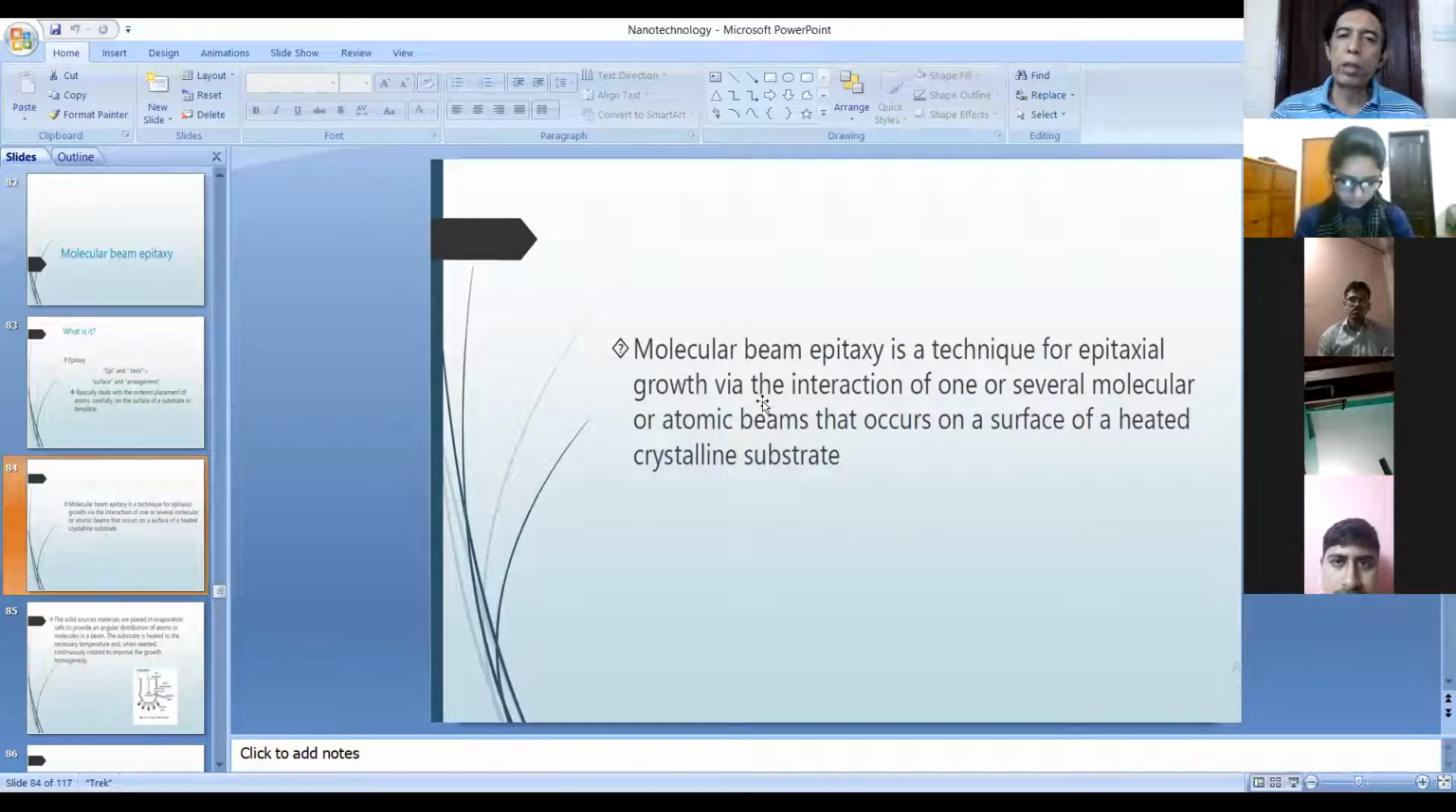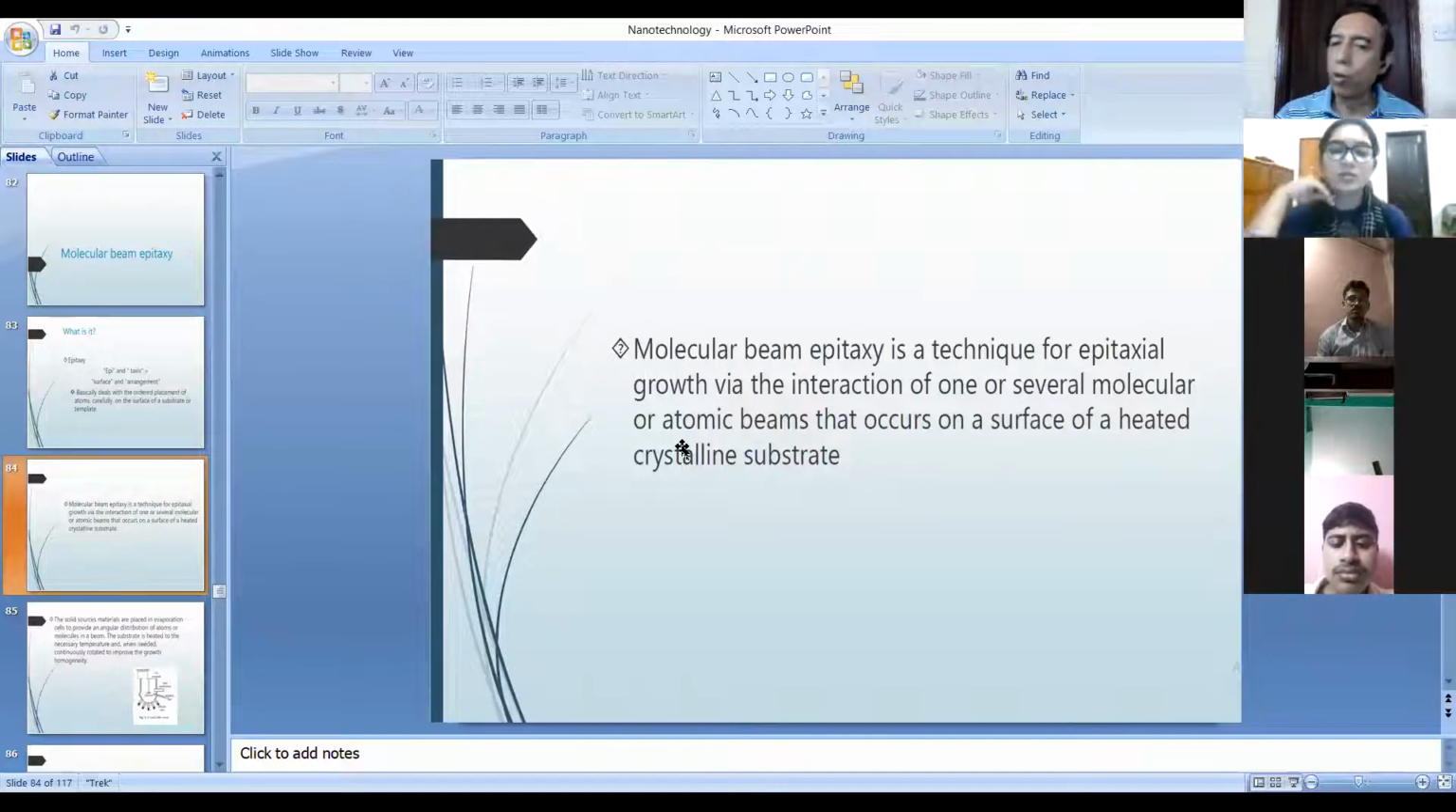So that is growth via interaction of one or several molecular or atomic beams that occurs on the surface of a heated crystalline substrate. The interaction occurs, the making of water occurs, where? On the substrate, not outside the substrate. The interaction of hydrogen and oxygen does not occur outside the substrate. It occurs here.